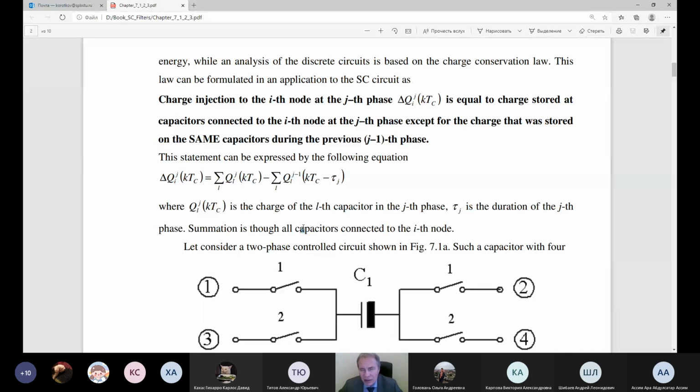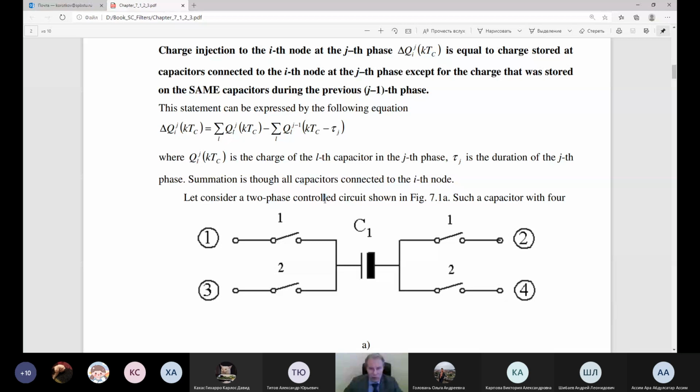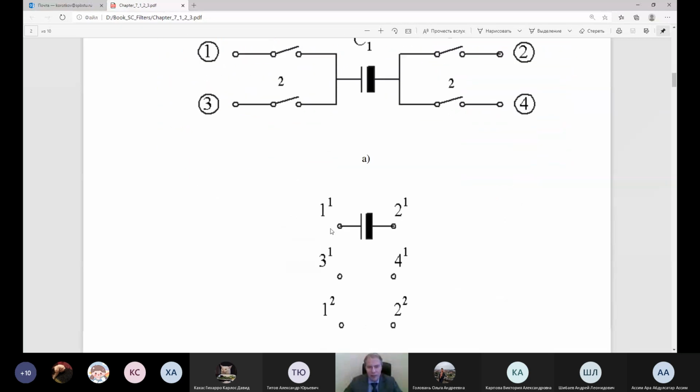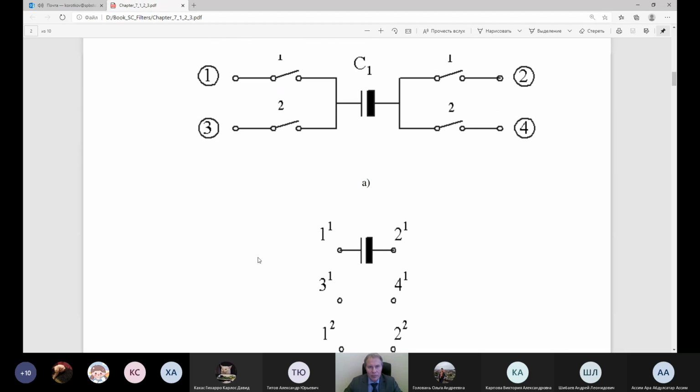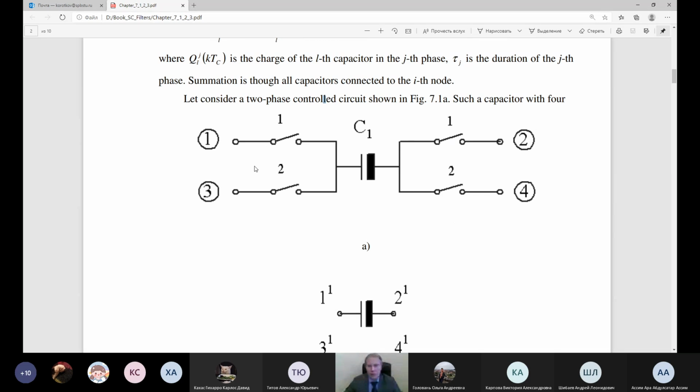So let's try to understand how we can do it using a more general circuit. You can see here on figure 7.1 a so-called generalized switched capacitor circuit. It is one capacitor C1 and 4 switches which are connected to the upper and to the bottom plate of the capacitor. The bottom plate will be noted as the bold line, the bold line like this.